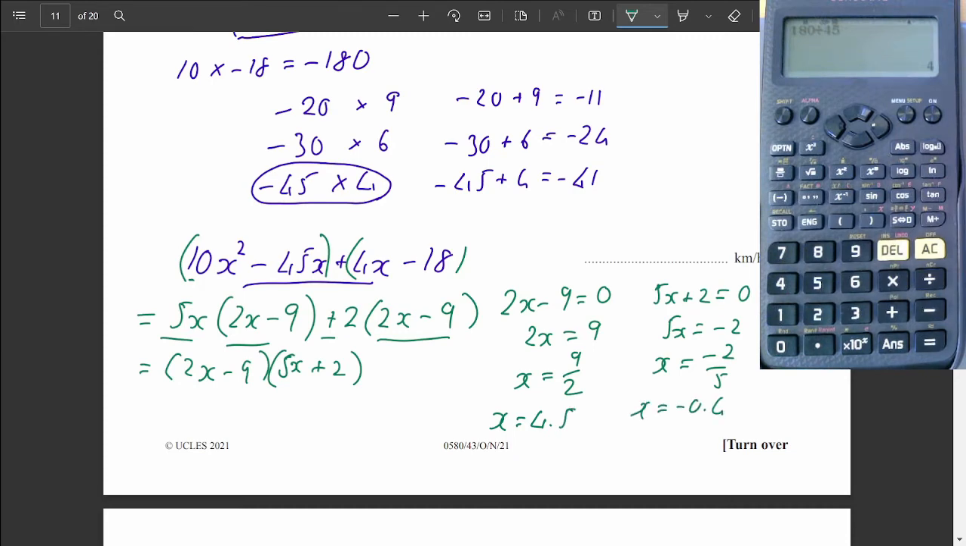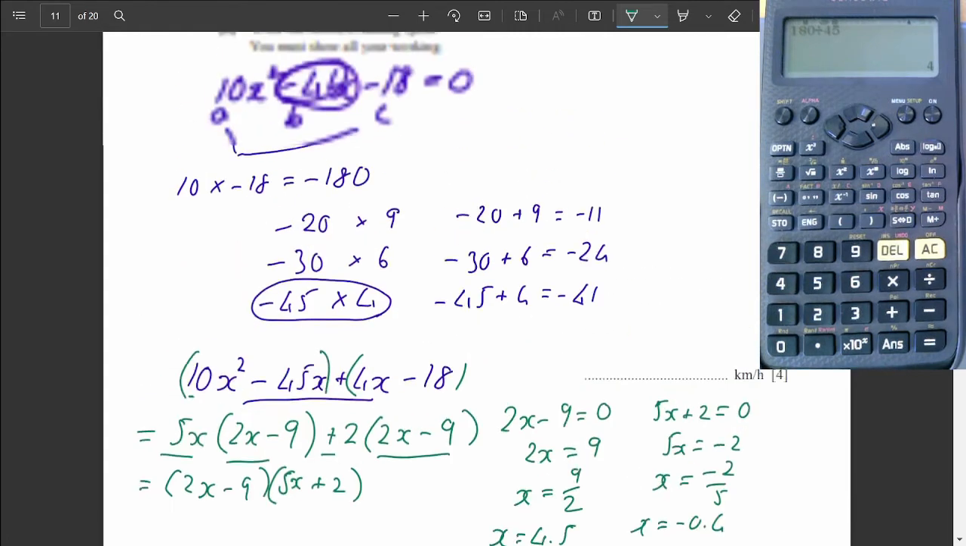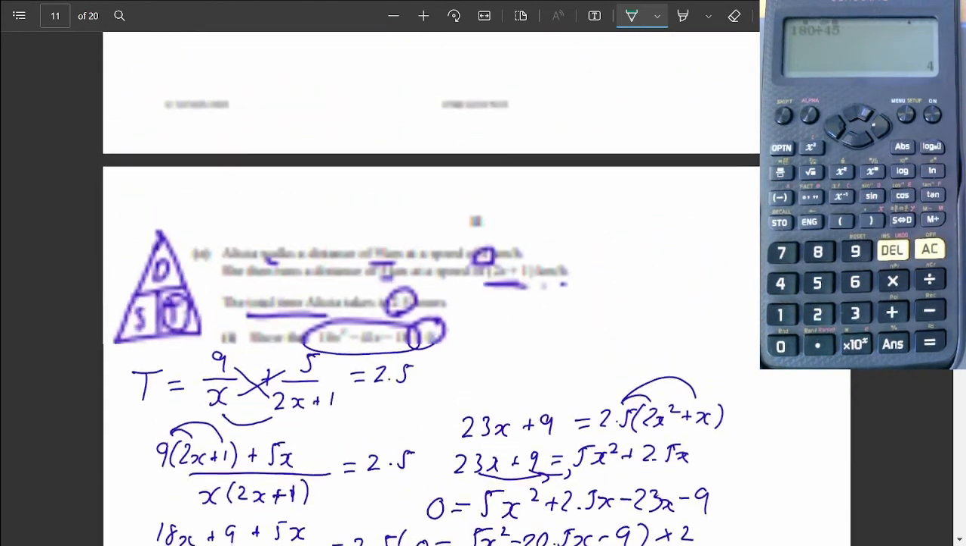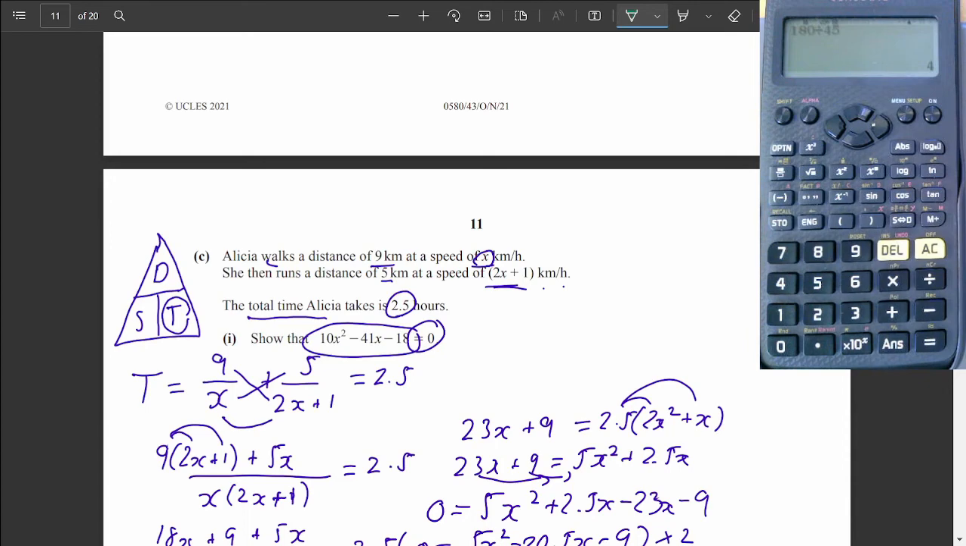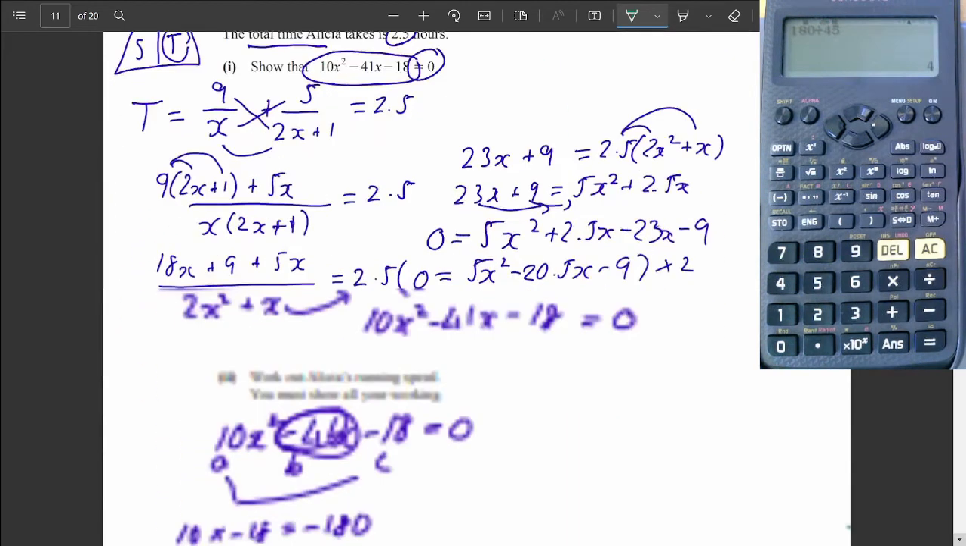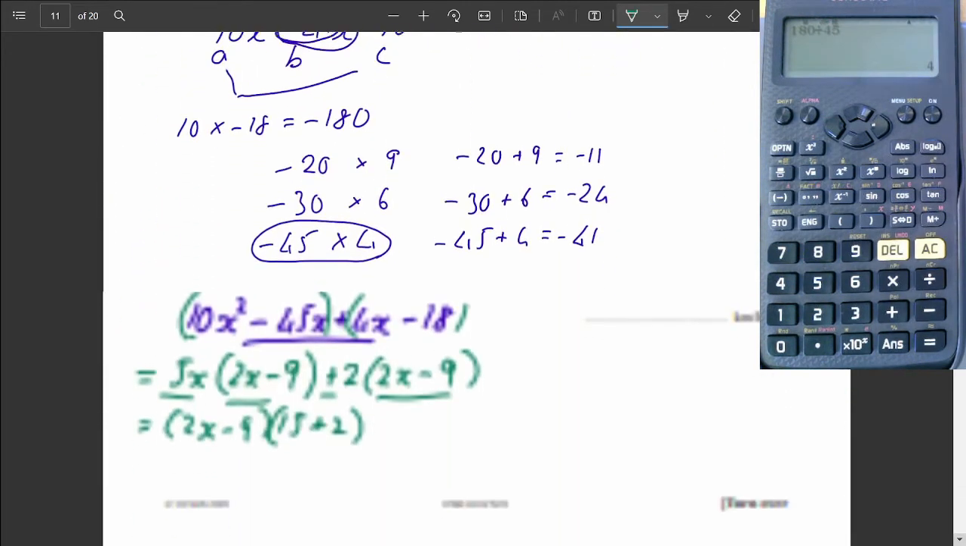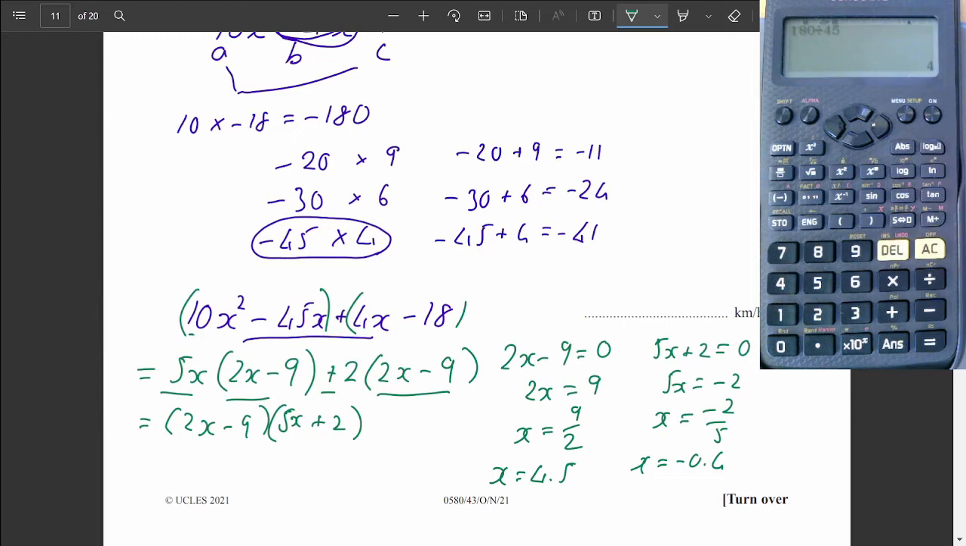Okay, just to finish it off, remember to get the running speed, we need to use this 2x plus 1. So you are going to do 2 times 4.5 plus 1 equals 10. For your final answer. Well done.